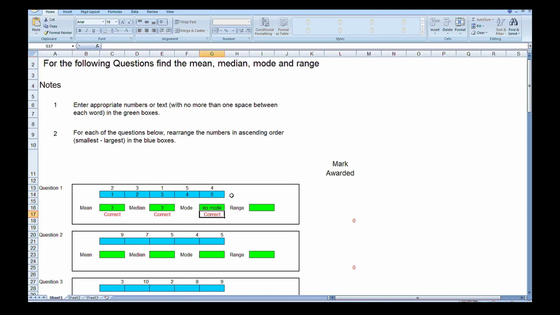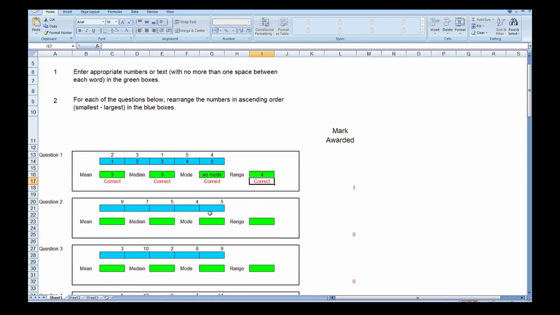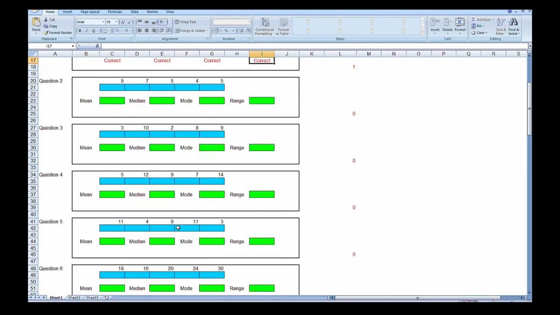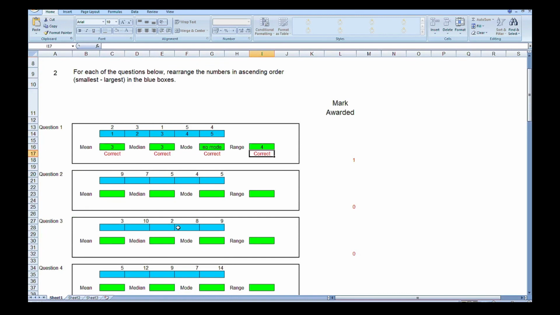Now to work out the range, that's always the biggest number, take away the smallest. So if your numbers are in order, it's the number on the right, take away the number on the left. But the better way to remember it is always the biggest, take away the smallest, which in this case is going to be 4. And there you go, and you've got that all correct. Then all you need to do is apply that to all the other questions and you'll be absolutely there. Once you've mastered it, it's pretty simple.